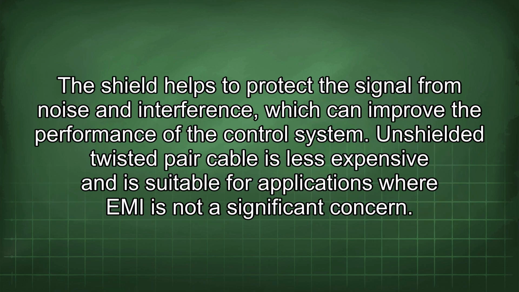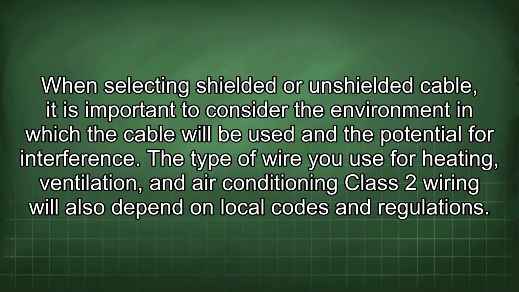Additionally, shielded twisted pair cable is often used in environments where electromagnetic interference, or EMI, is a concern. The shield helps to protect the signal from noise and interference, which can improve the performance of the control system. Unshielded twisted pair cable is less expensive and is suitable for applications where EMI is not a significant concern. When selecting shielded or unshielded cable, it is important to consider the environment in which the cable will be used and the potential for interference.